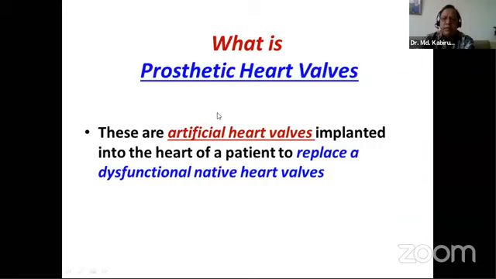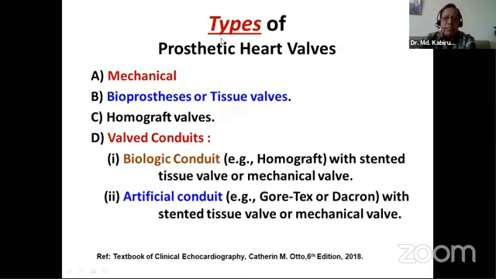Now, what are prosthetic heart valves? These are artificial heart valves implanted into the heart of a patient to replace dysfunctional native heart valves. These are the types of prosthetic heart valves: mechanical, bioprosthesis or tissue valves, homograft valves, and valve conduits. These again may be a biological conduit with a stented tissue valve or mechanical valve, and an artificial conduit with a stented tissue valve or mechanical valve.